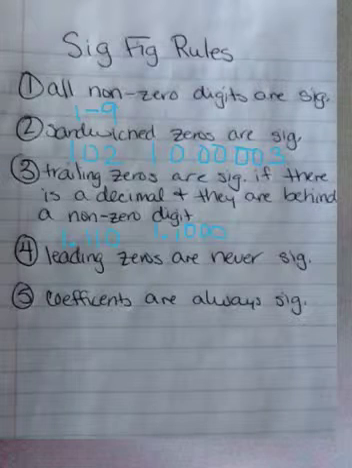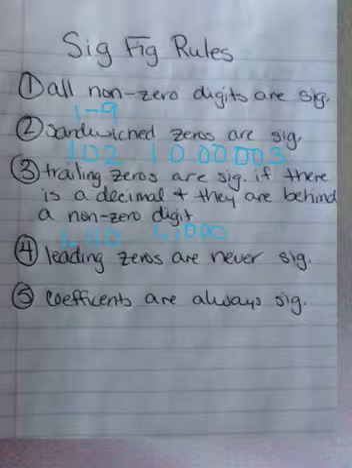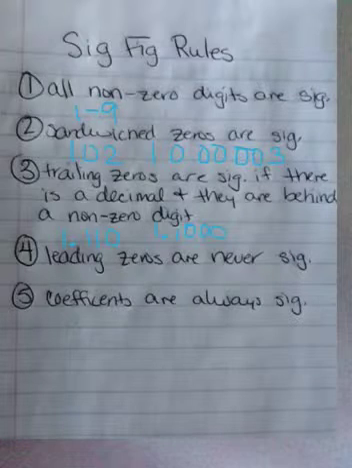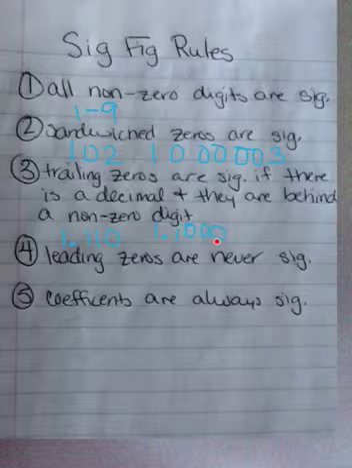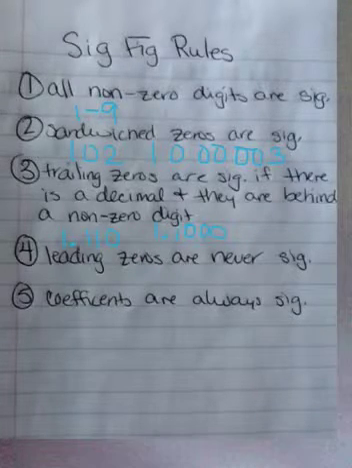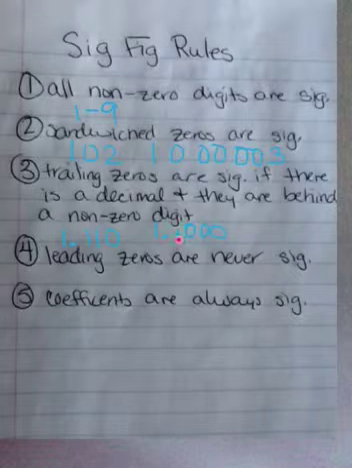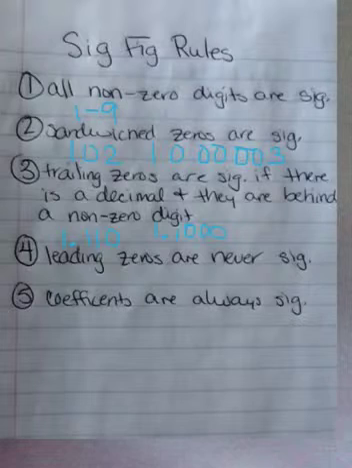Let's look at this number. We have this number, 1. That's a sig fig. And then we have the next one that's a sig fig. And then we have this 0. That 0 is behind a non-zero digit, and there's a decimal. But what about these last two? Let's check it out. Is there a decimal? Still a decimal. Are these two behind a non-zero digit? Yes, they are.